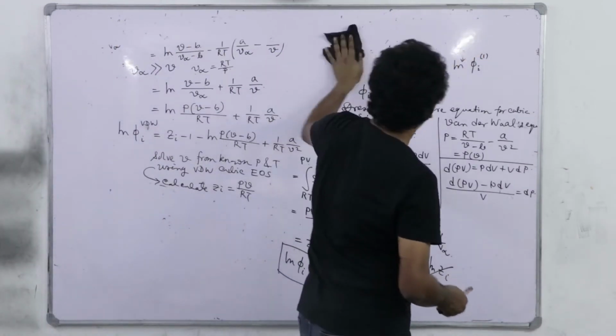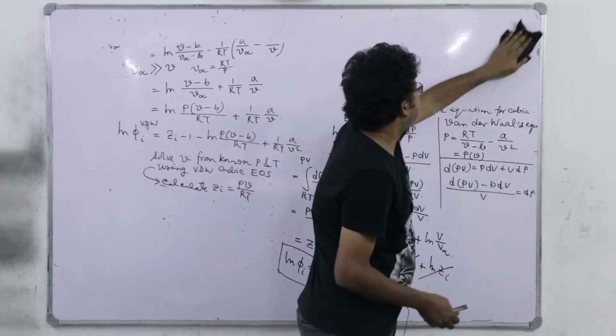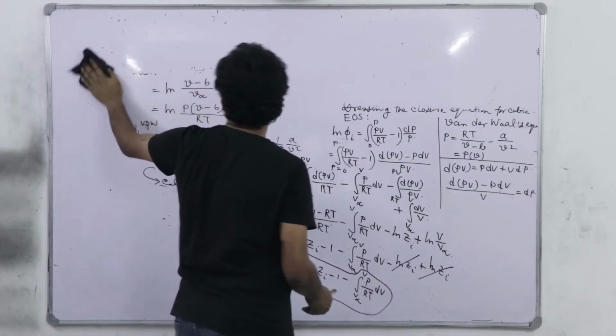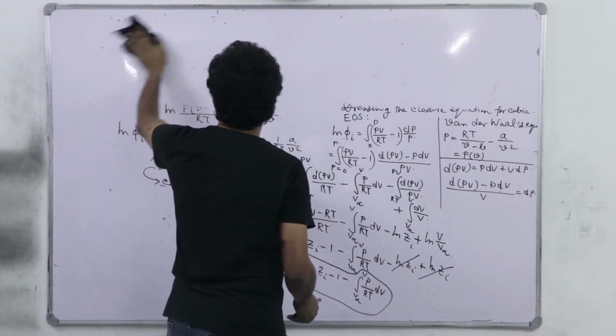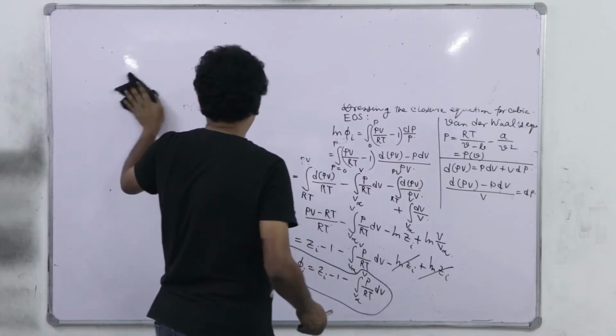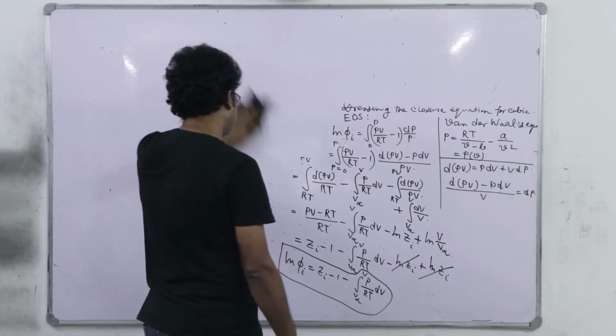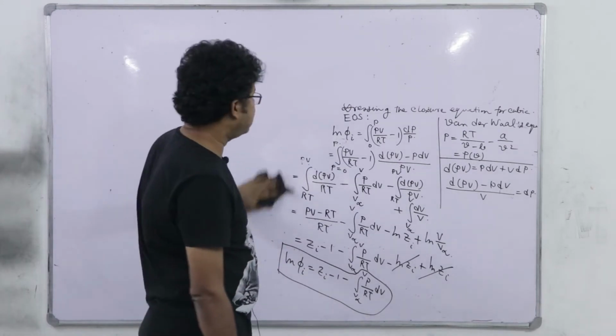We will see later that once these other cubic equations are introduced, like Redlich-Kwong, Soave-Redlich-Kwong, Peng-Robinson, etc., there also we can use this same equation and can solve for this pure species fugacity coefficient.